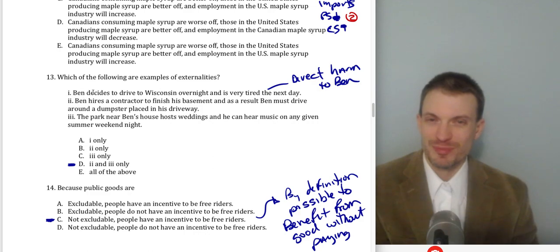That actually happened for Monday. This is a direct harm to me, right? This is not an externality, because the primary activity is me driving to Wisconsin, and the negative external effect is being tired.